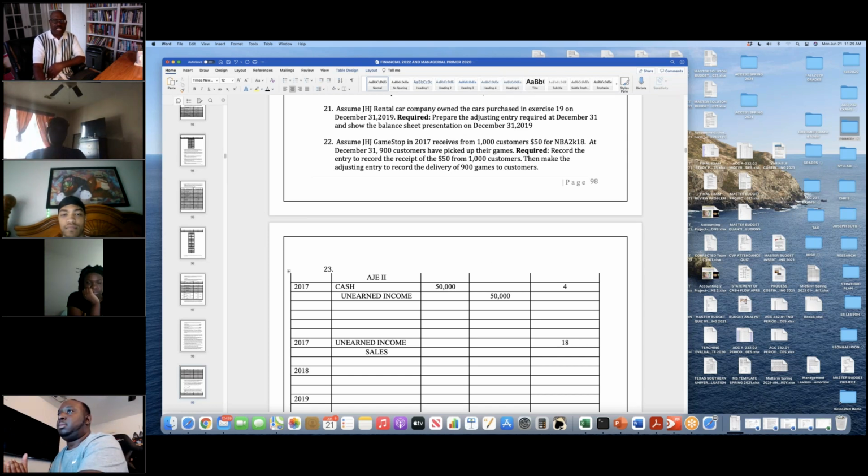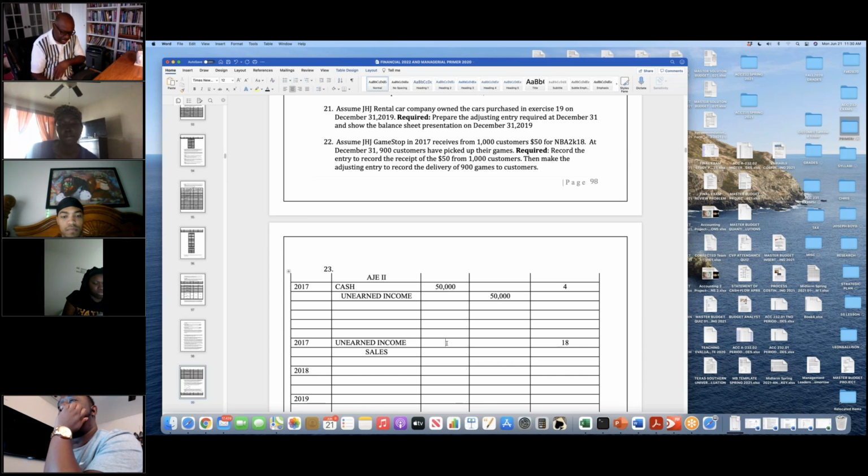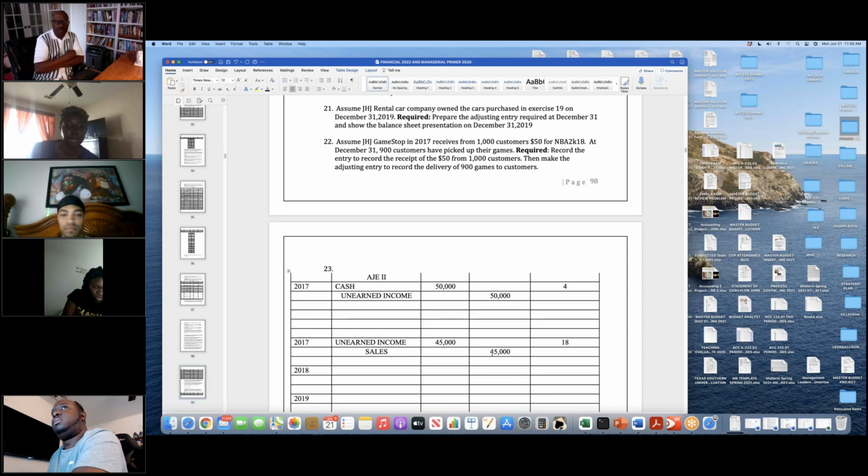And then it says 900 of the customers picked up the game. See, the thing that happens, everybody won't pick up the game. So what's our adjusting entry going to be for the 900 customers who picked up the game? Is that 45,000? That's correct. So all we're going to do is debit cash 45,000, credit sales 45,000. That's an adjusting entry. So there's nothing special about these.